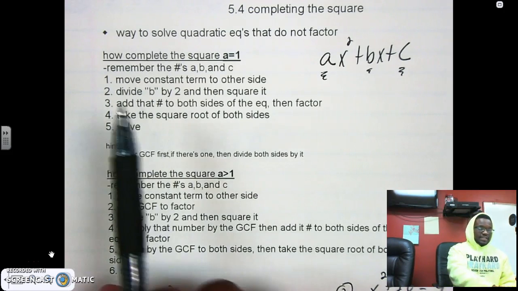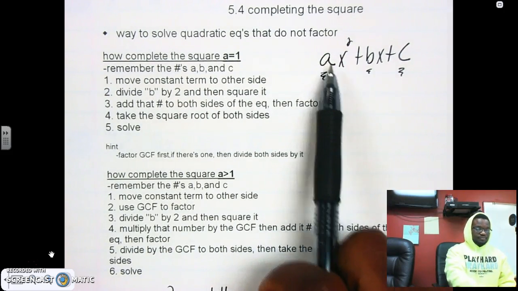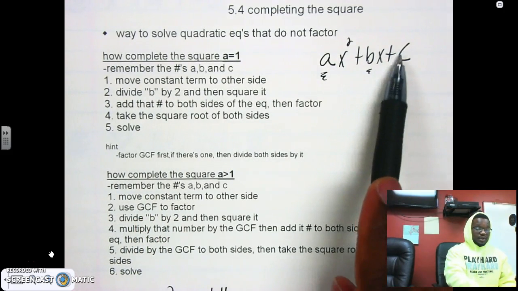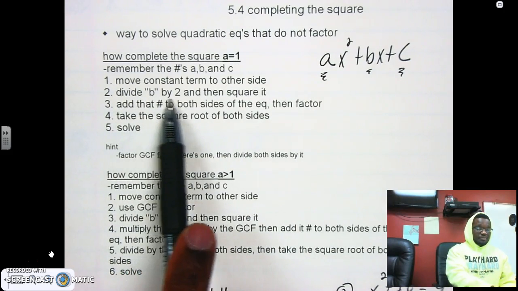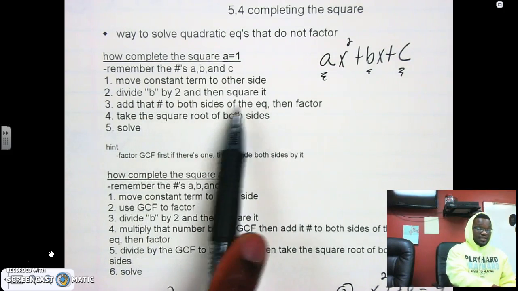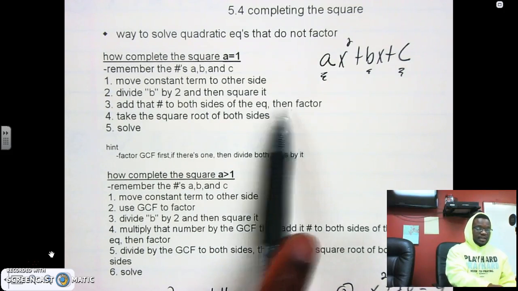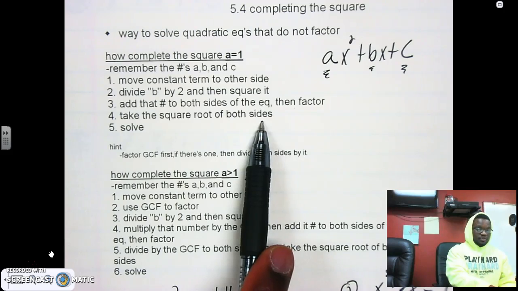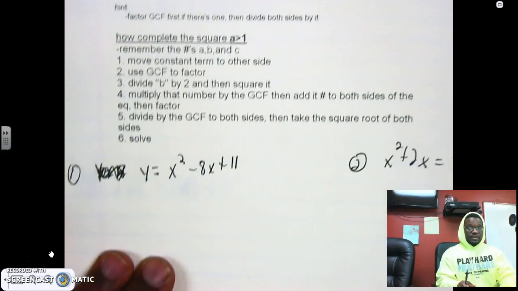All right, so this is how you do it when a equals 1. That means your coefficient here is 1. What you want to do is move the constant term to the other side. So you don't want c on the same side as everything. You divide b by 2, then square it. I'll show you that process in a second. Whatever you get, you add that number to both sides of the equation, and then you factor. Then take the square root of both sides like we've done before, and then you solve. I'll show you that right now with example 1.